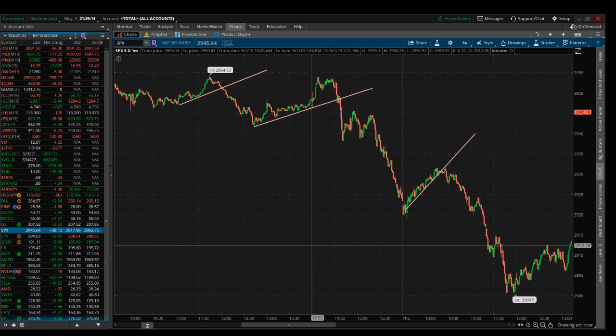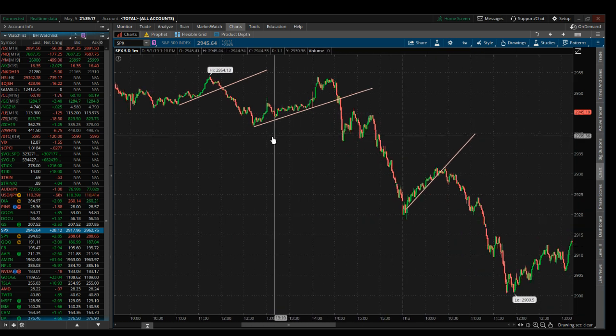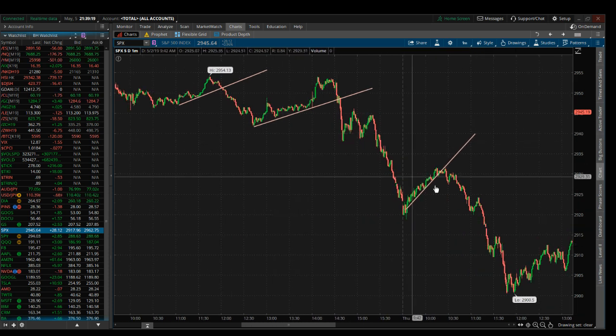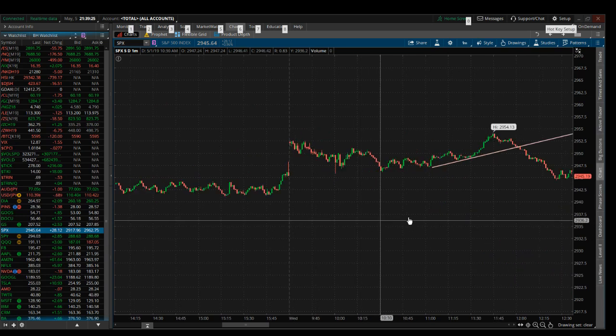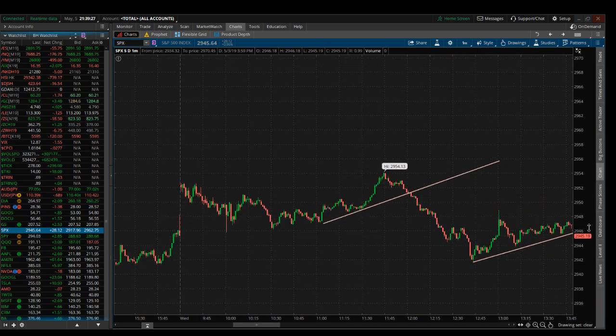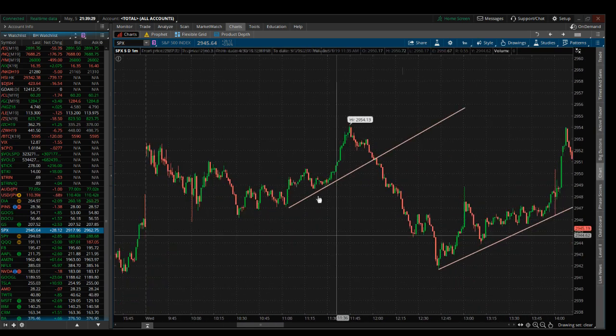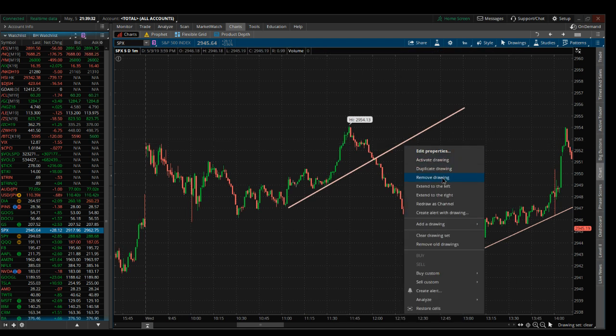So I have an example here. This is back on May 1st, okay? And I'll show you what the bump and run looks like. So there's actually two examples of it here. So this is the first example. Okay, and so what you do is, I'll start this trend line from scratch. So let me remove this.